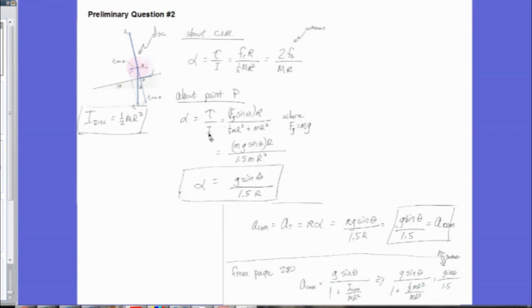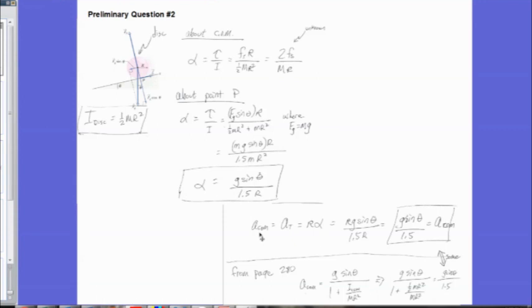And for the moment of inertia now, don't forget we have to use the parallel axis theorem because we're rotating about point P, not through the center of mass. So that combines to be 1.5 mr squared. The m's cancel, one of the r's cancel, and I'm left with alpha as this expression. Once again, we see that it is dependent upon the radius.